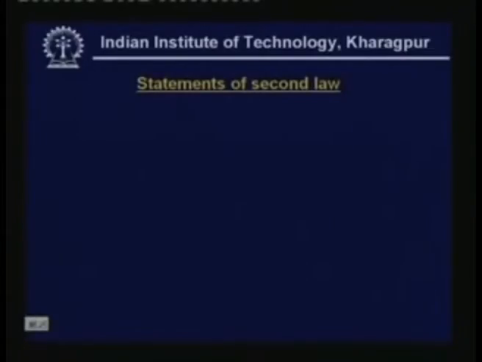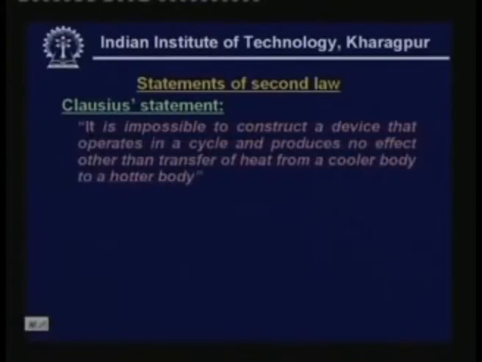Now, the second law of thermodynamics has certain statements. One is what is known as the Clausius statement. What is this Clausius statement? It says that it is impossible to construct a device that operates in a cycle and produces no effect other than transfer of heat from a cooler body to a hotter body. What it means is you cannot have an ideal refrigerator. For example, you cannot have a refrigerator which does not take any power from the surroundings, but continuously functions, maintaining a low temperature inside without consuming any external power. We know that it is not possible. So, this is in simple terms the statement of Clausius, or one of the second law statements.